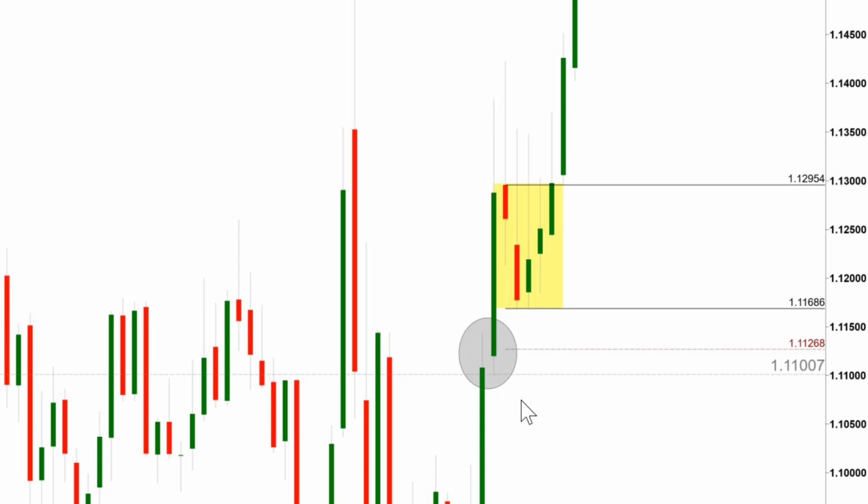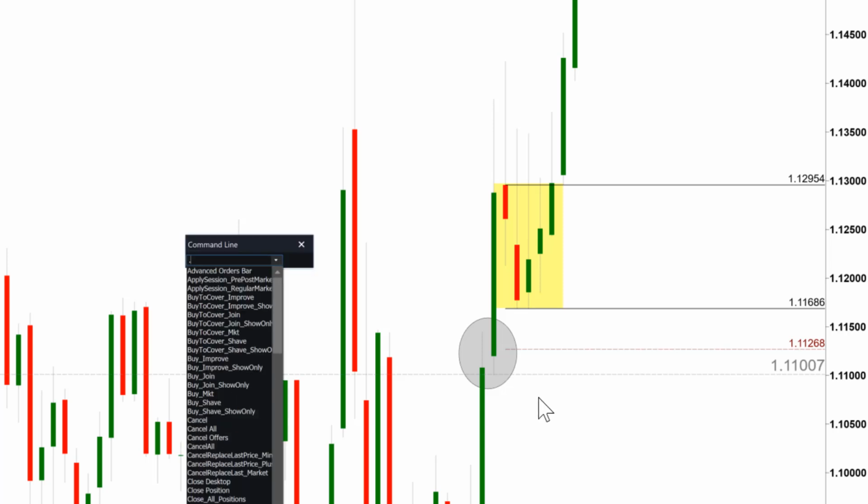Before we go to the lower time frame, also note how the lower wick is at an even number at 1.11 right here. Once again, this means we should protect ourselves even further. So let us now go to the daily chart.